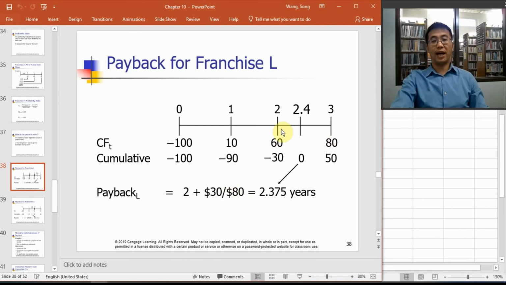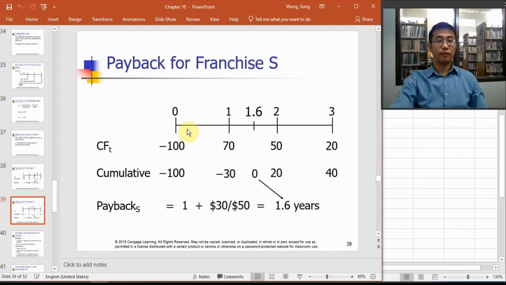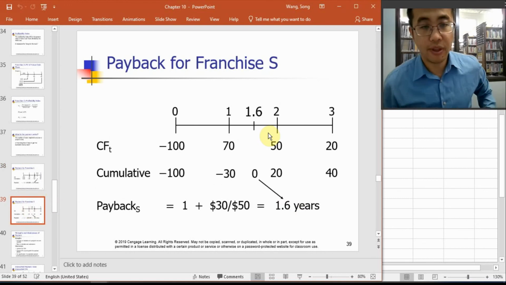So I'm not going to use my entire third year cash flow to cover this balance. I just use a part of the third year, less than half of it, to cover the remaining balance. Okay, so this is how you solve for the fractional part. And for project S, you do the same thing.